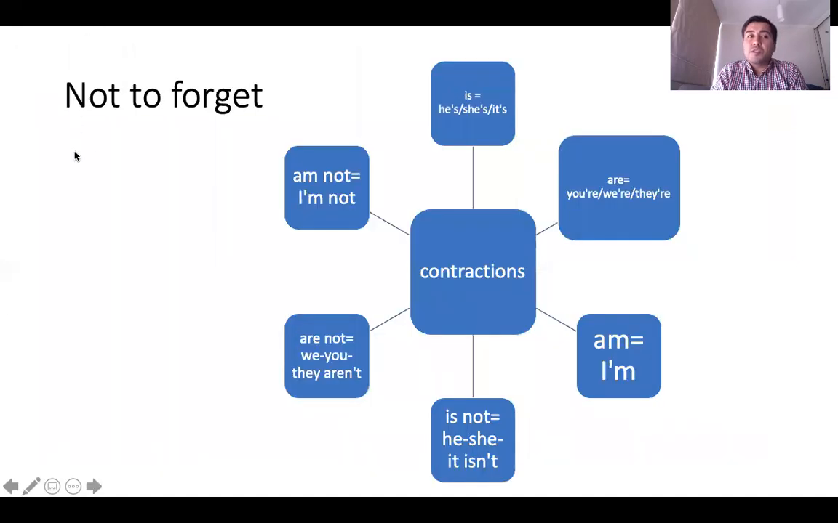Something that's important to bear in mind is the contractions. When we use going to, we use contractions. We, for example, have is, like in he's, she's, it's, are, like you're, we're, they're, and I'm, and of course the negative ones, which are I'm not, or aren't, when they aren't, you aren't, they aren't, we aren't, sorry. And it's not with isn't, he isn't, she isn't, it isn't. Okay?